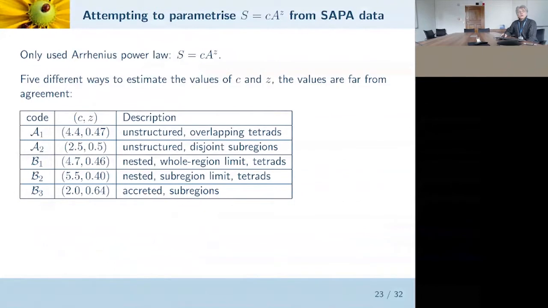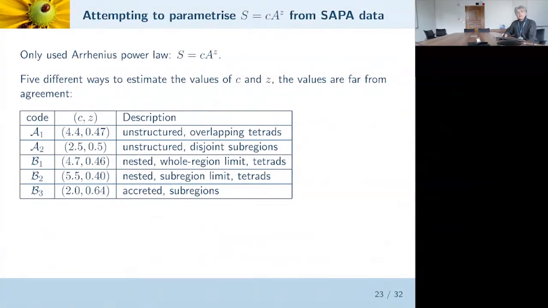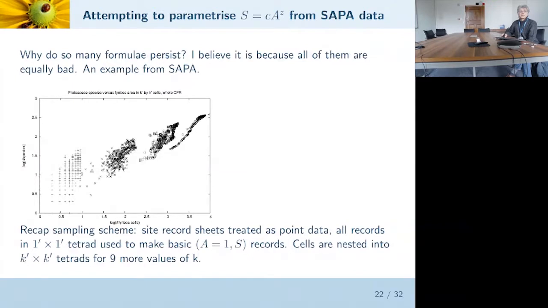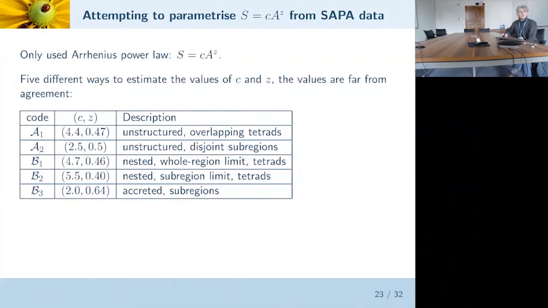Now we fit this to the data I've shown you, and depending on how we actually do the fit, we get a wide range of different values. If we allow the tetrads to overlap and use an unstructured approach, where all of this data is used to fit one straight line, then we get A1. Alternatively, if we first put them together into subregions that are disjoint, and compare all the different subregions, then we get this value.